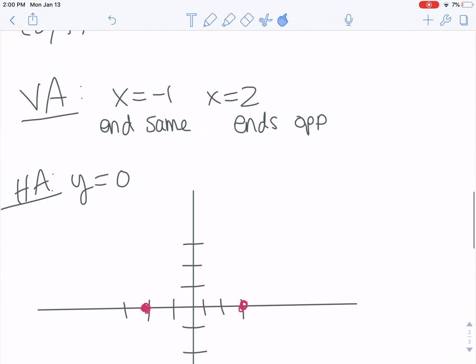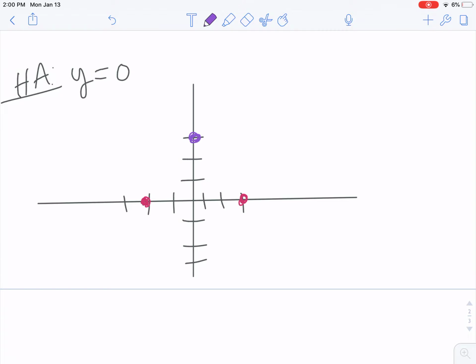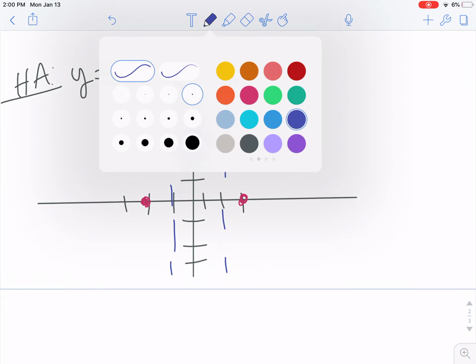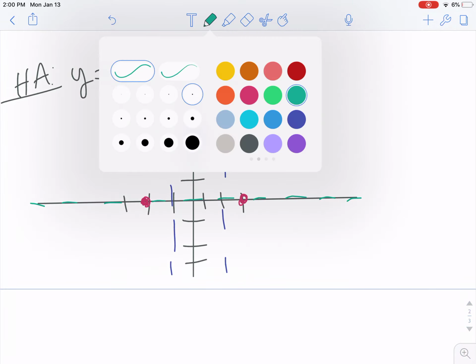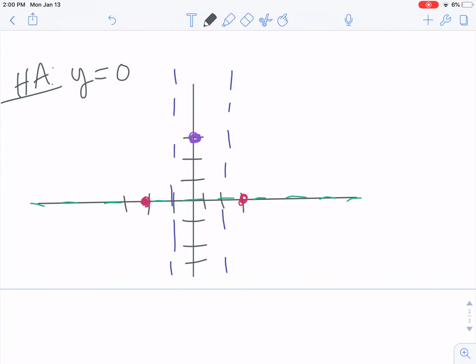My y-intercept is located at 0, 3. So here's 0, 3. Then I'm going to graph my vertical asymptotes. So those occur at x equals -1 and x equals 2. There are my asymptotes there. And then the horizontal asymptote is there at y equals 0. And see, look, your x-intercepts occur on the horizontal asymptote sometimes. So that's another reason why we know that it can cross there.